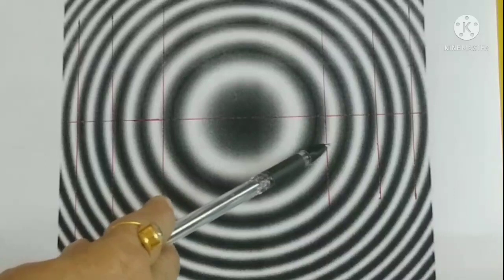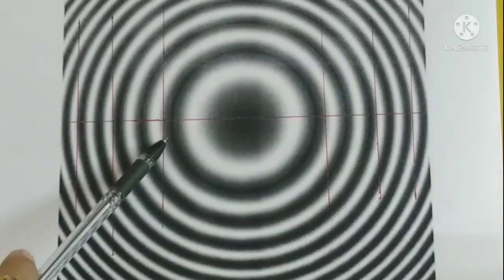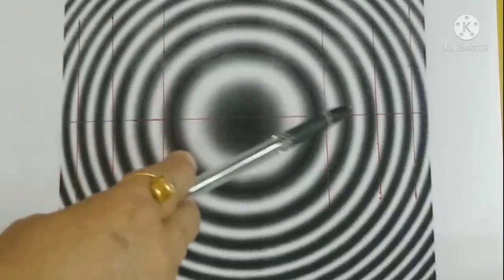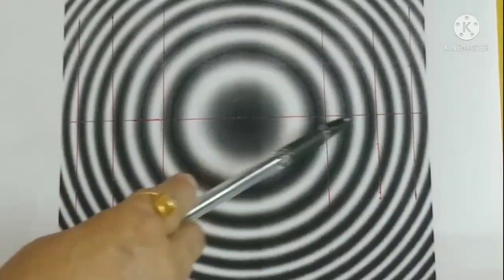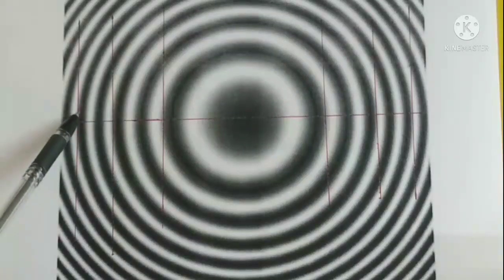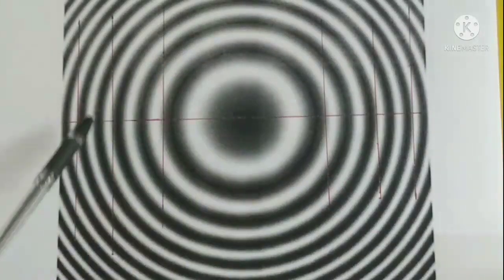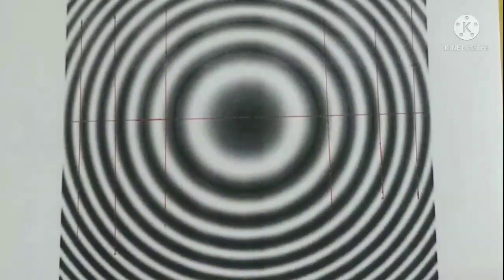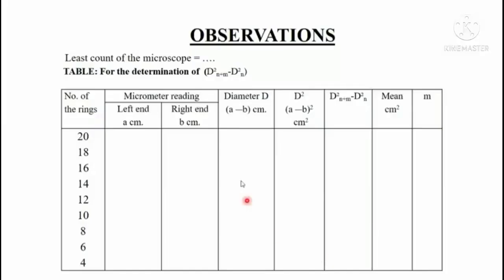Then when this reading is subtracted from this reading, that will give us the diameter of that particular ring. Similarly, the reading subtracted from the reading at the other end will be the diameter of that ring. So in this way we go on subtracting the values and get the diameter of that particular ring. Now let us see how we interpret our result here.